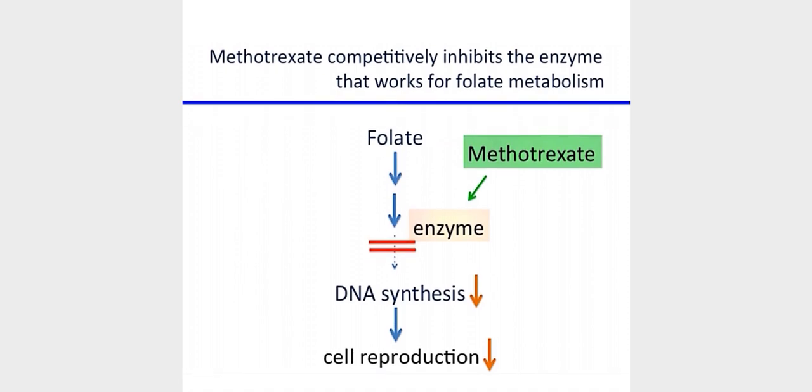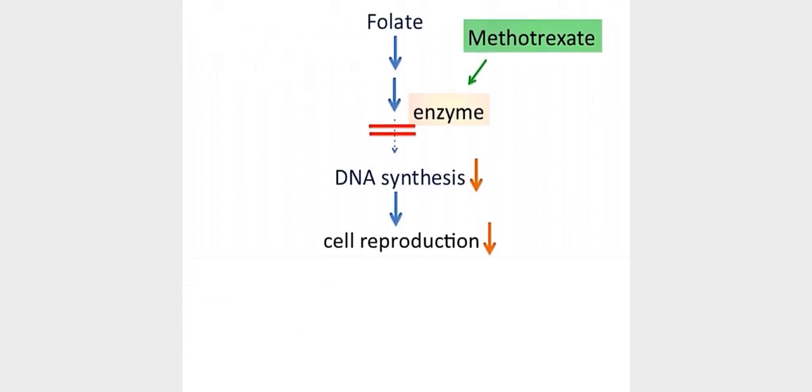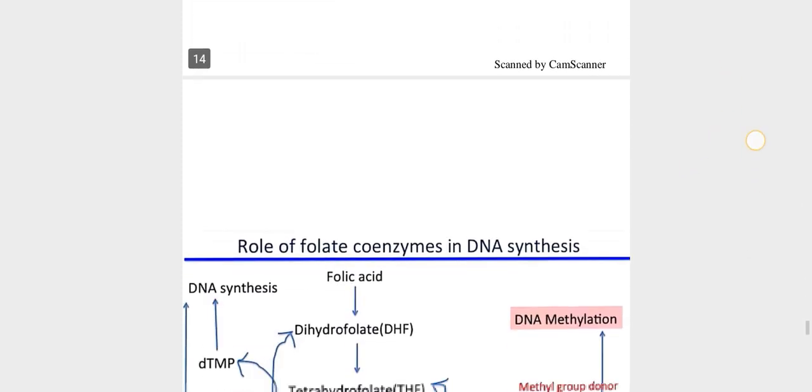Methotrexate competitively inhibits the enzyme that works for folate metabolism. Folate enzyme, methotrexate: DNA synthesis decreases, cell reproduction decreases.